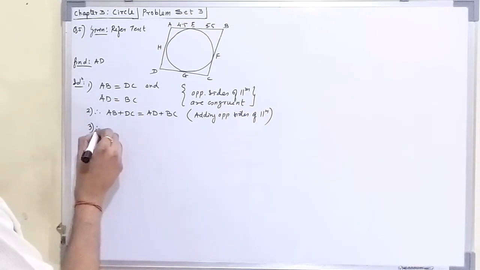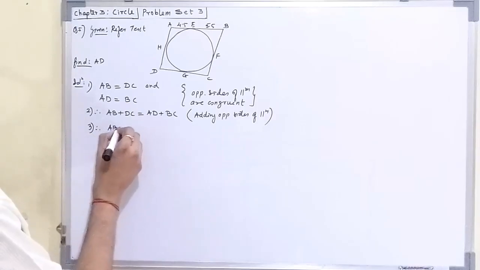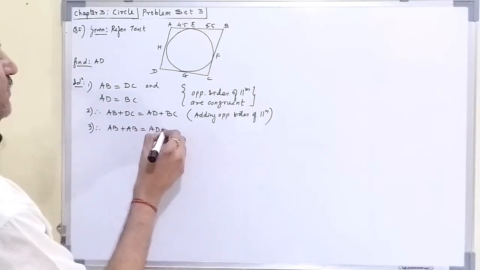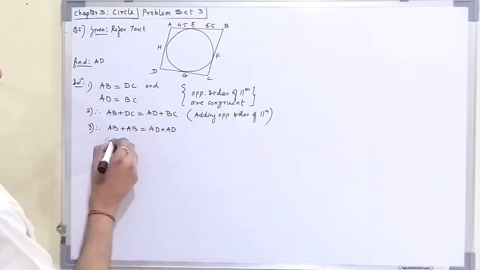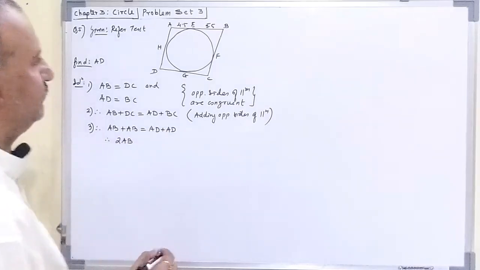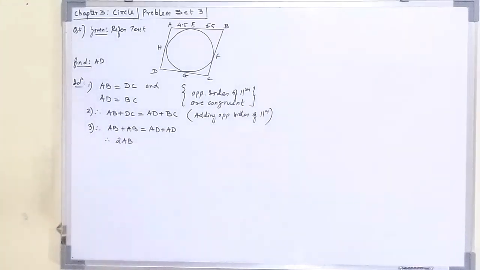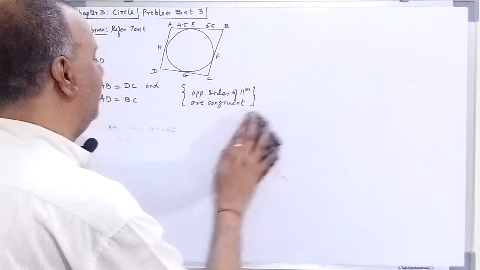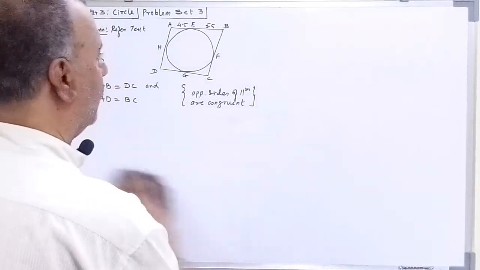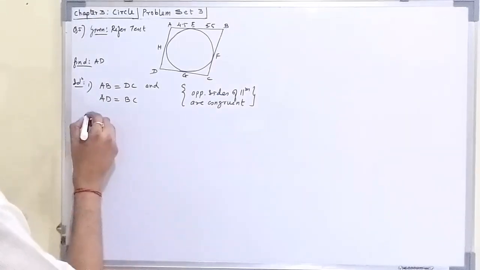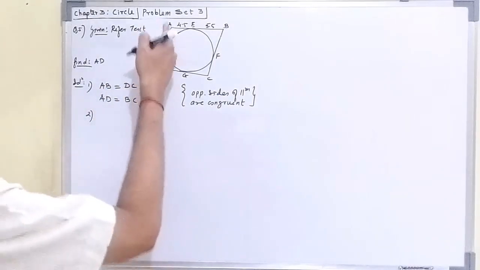Statement number 3. Therefore, AB plus AB equal to AD plus AD. So 2 times AB... ऐसे नहीं कर सकते, ऐसे नहीं कर सकते. We can't do this. हमें इसको प्रॉपरली एक्सप्लेन करना पड़ेगा. Start with statement number 2. ये हमने कर लिया.